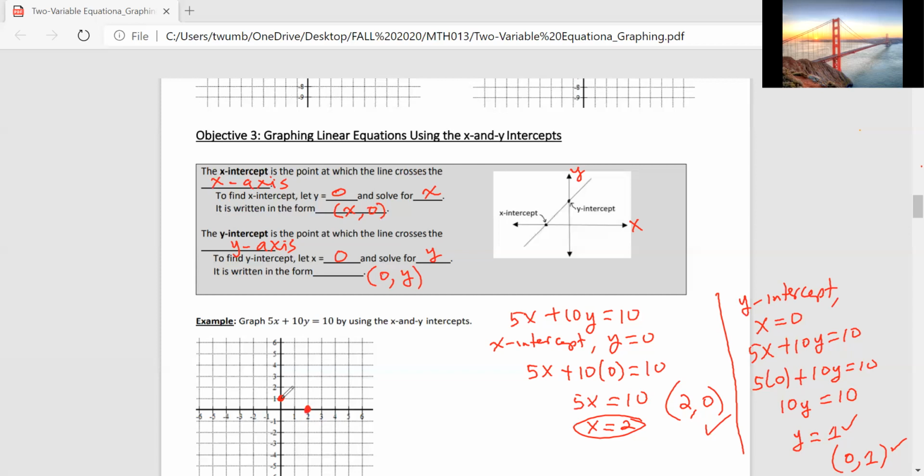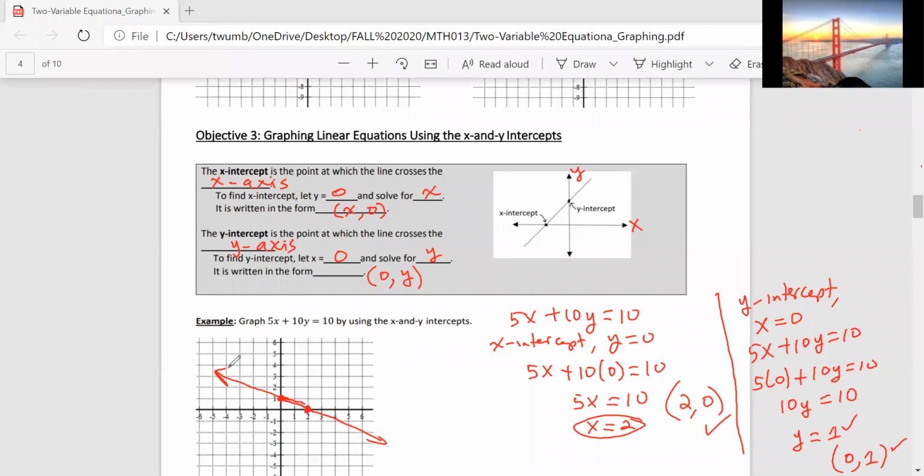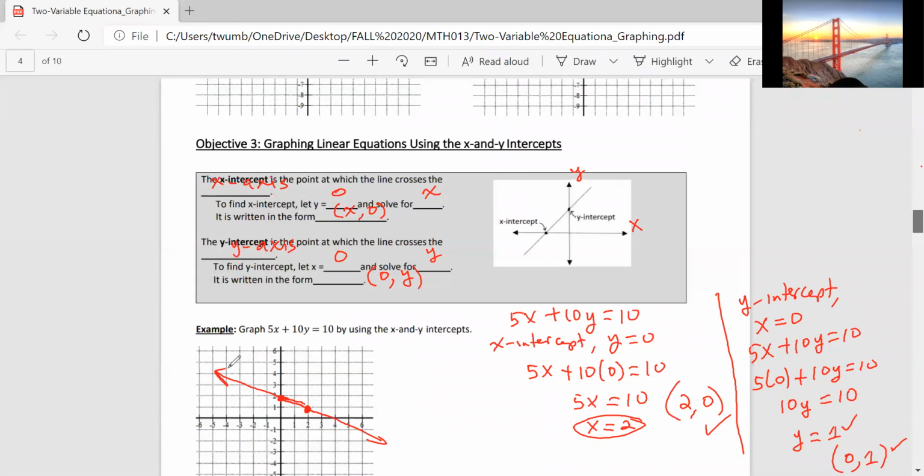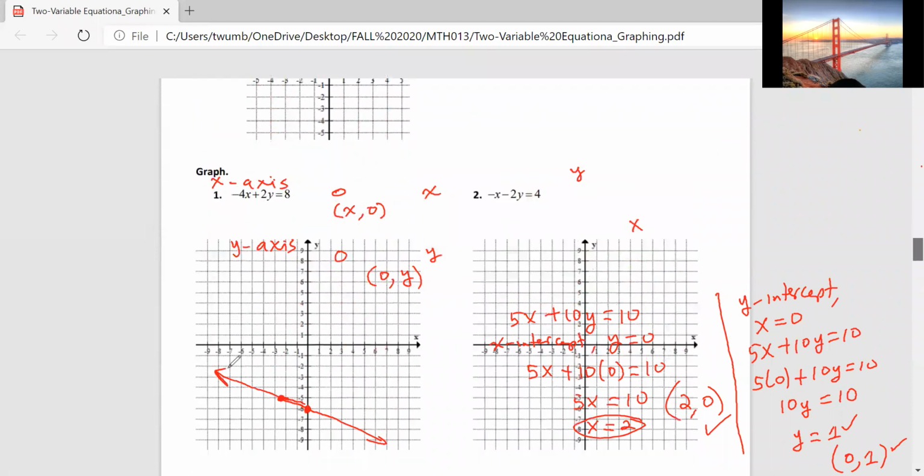So I get these two points. Remember that to get a graph, at least two points suffice. You don't need to get a third one. You can get a third one if you want to, but two points are good to go. Just join these two here. I'm not drawing perfectly, but do that and extend it, and you get your line. Okay, that's how we do it. So you can try the rest. They're not too hard.